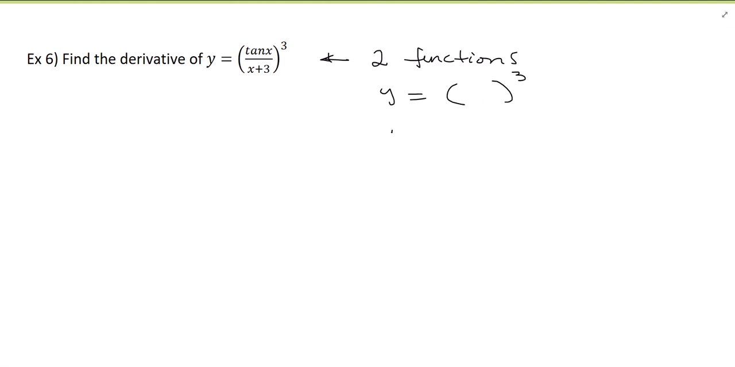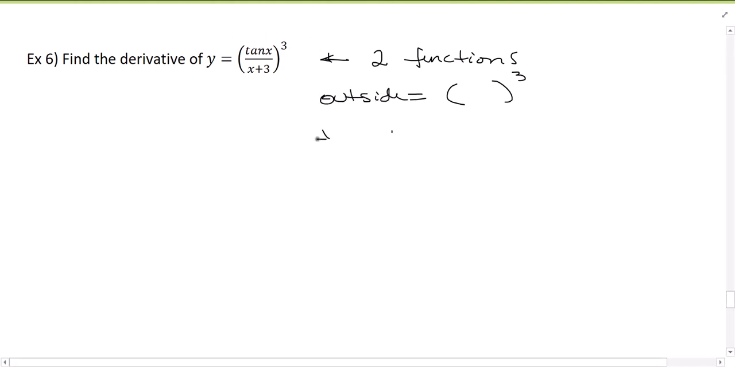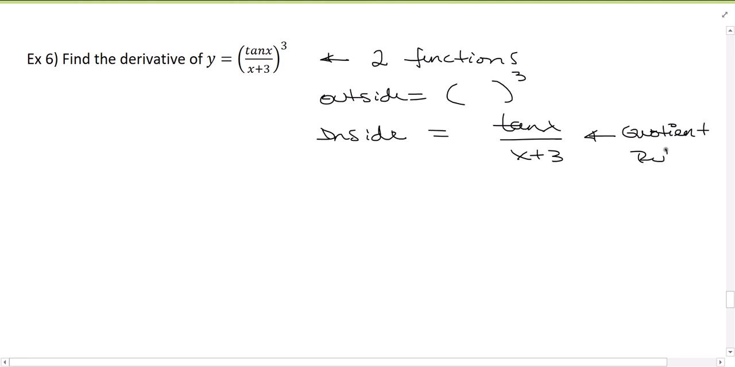So let me write them a little differently. Let's say instead of y, I'm just going to say outside. And then the inside function is that tangent x over x plus 3. Now, because this is a division of functions, that leads me to believe that I'm going to use the quotient rule when finding the derivative. So I'm going to need the quotient rule for that one.